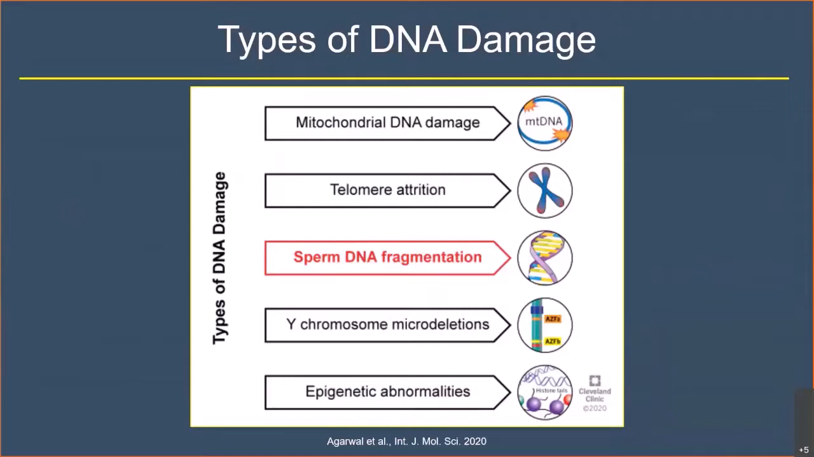But let's start by saying that sperm DNA fragmentation is not the only type of DNA damage which can occur in sperm. Damage can occur in mitochondria and in telomeres. We can observe microdeletions of the Y chromosome as well as epigenetic abnormalities. However, in this talk, I will focus only on sperm DNA fragmentation, as it is the most widely studied type of DNA damage in sperm. And also, there are several studies investigating the association of this type of damage in sperm and clinical reproductive outcomes.